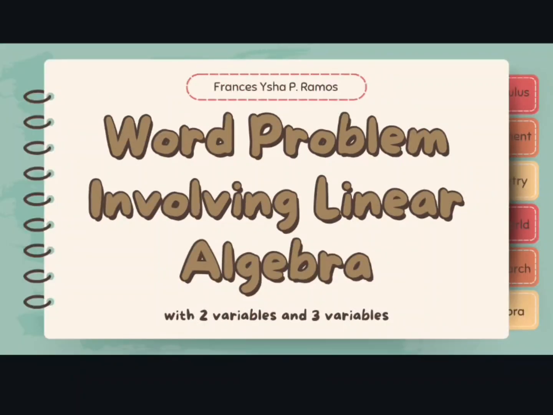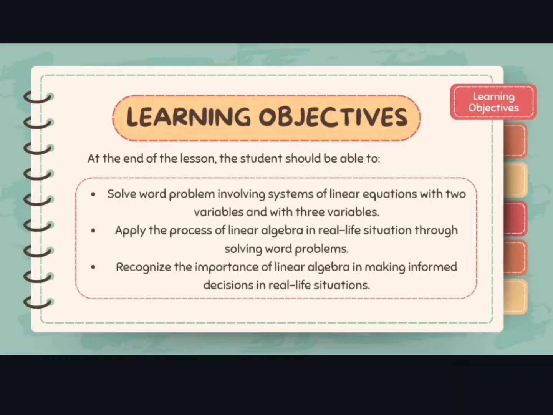Good morning everyone. Today we are going to talk about word problems involving linear algebra with 2 variables and 3 variables. Our learning objectives for today are that, at the end of the lesson, the student should be able to solve word problems involving systems of linear equations with 2 variables and with 3 variables, apply the process of linear algebra in real-life situations through solving word problems, and lastly, recognize the importance of linear algebra in making informed decisions in real-life situations.